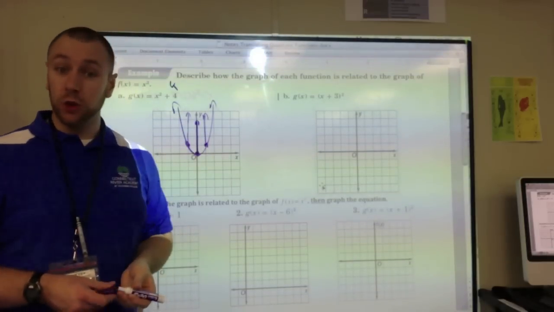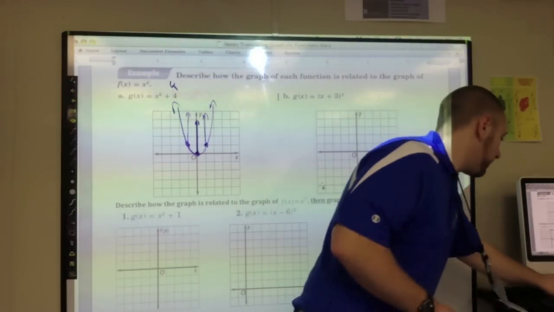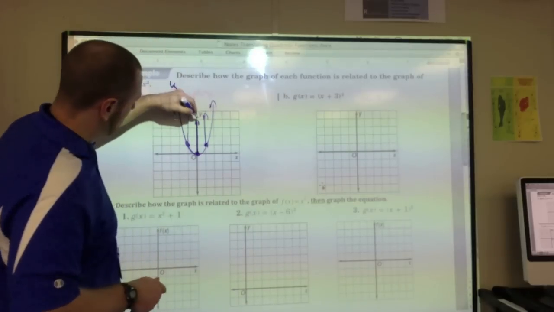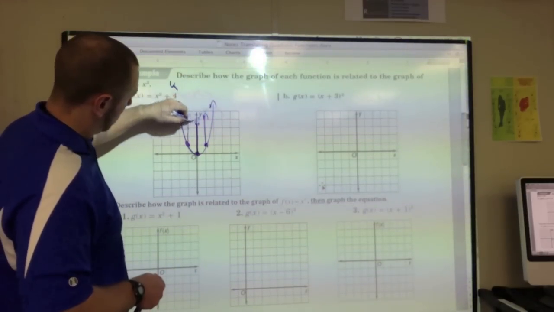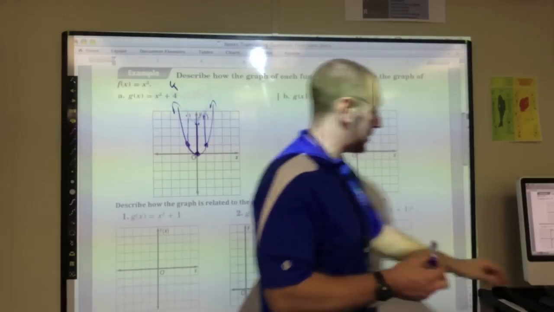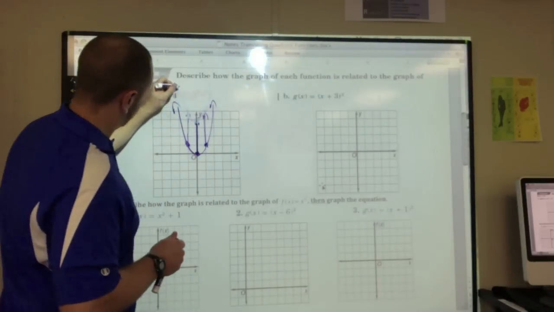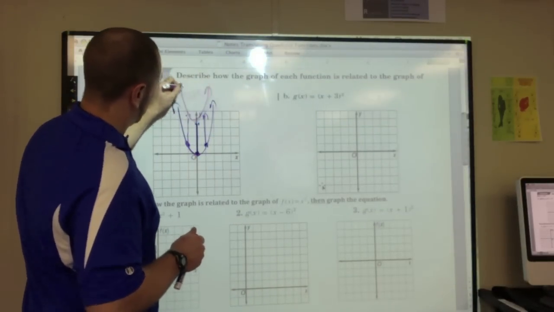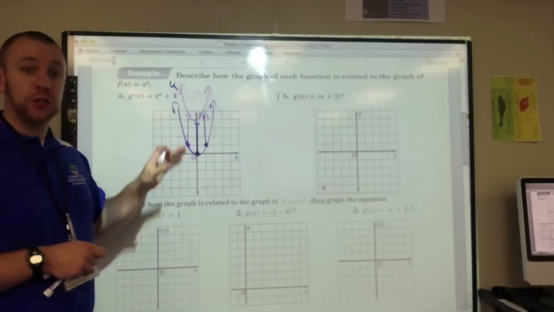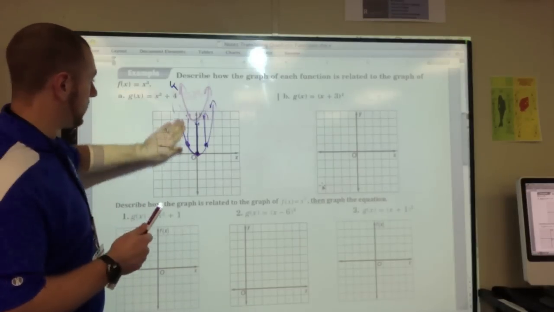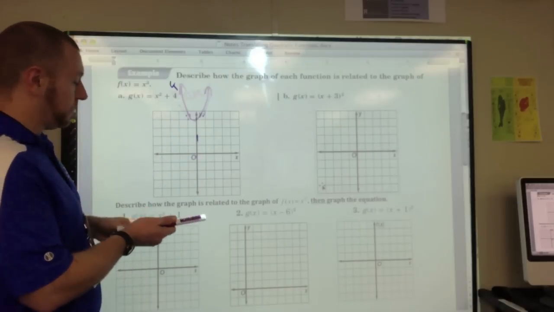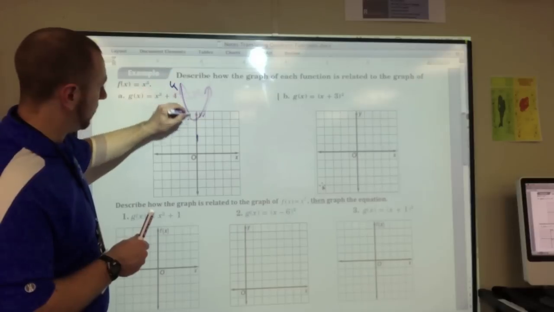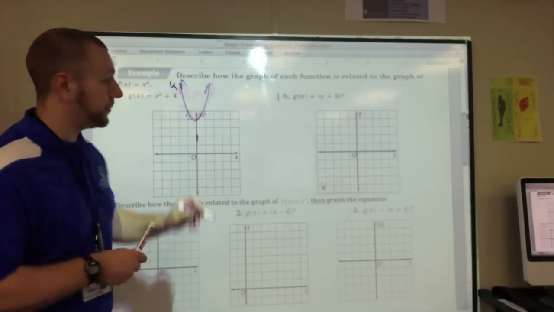And I'm going to create a new graph that's the same as the old one, only shifted. And you guys can't see that because that is running out of ink. Okay, so that one is shifted up. So if I erase this original, it looks exactly the same, only shifted up 4 units.